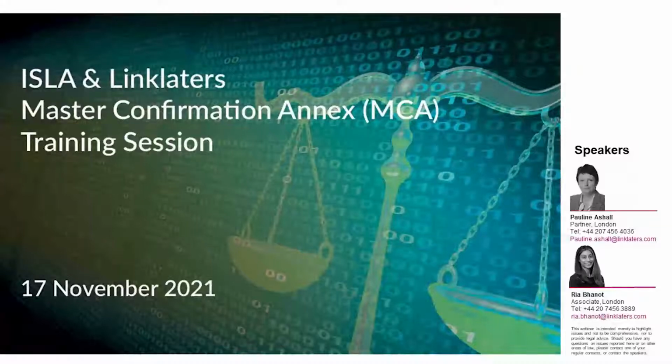The Master Confirmation Annex is intended to assist with documenting certain types of stock loans that aren't vanilla, but are fairly common in practice, with the idea of creating greater uniformity and avoiding the need for reviewing and negotiating detailed bespoke confirmations for each such transaction.